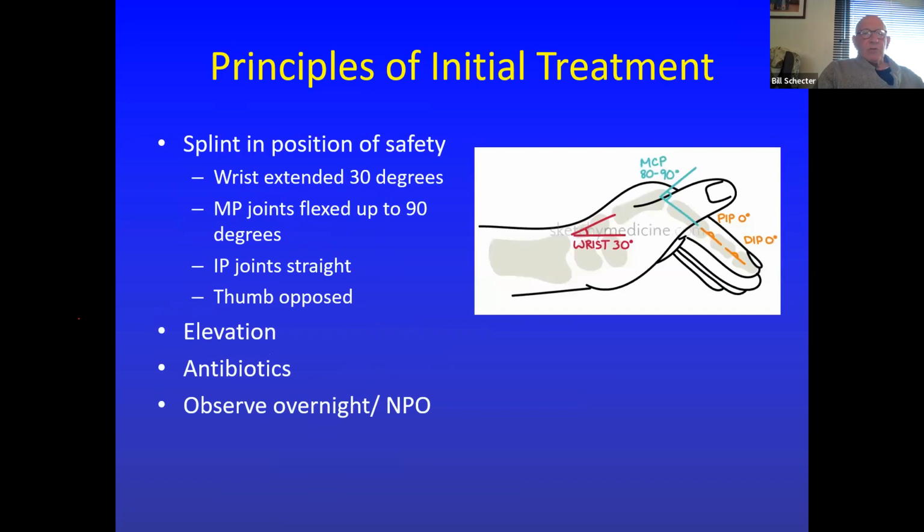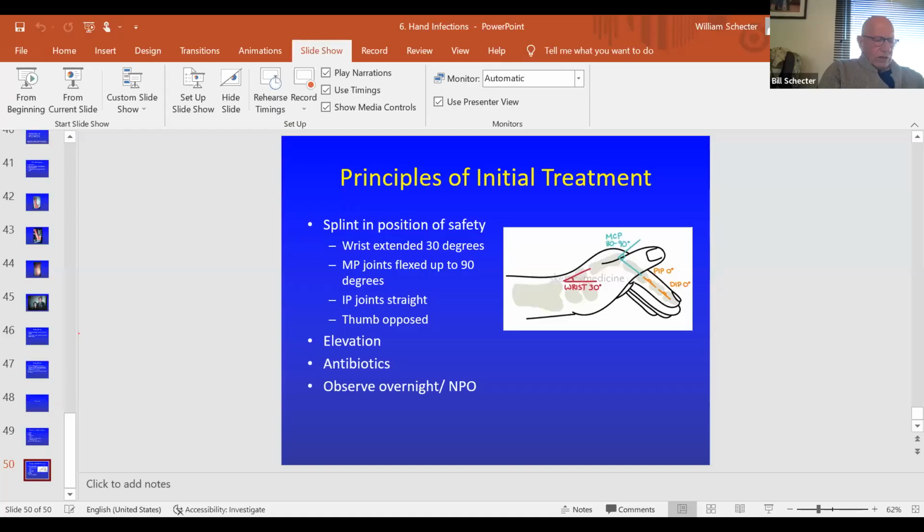The basic principles of treatment are elevation, antibiotics, and dressing the patient with the hand in a position of safety. Mainly, the wrist is extended, the MCP joints are flexed, the IP joints are straight, and the thumb is opposed, that is, abducted out of the plane of the hand, so it can squeeze a beer can, so to speak, as my joke goes. And that, ladies and gentlemen, completes my remarks on hand infections.